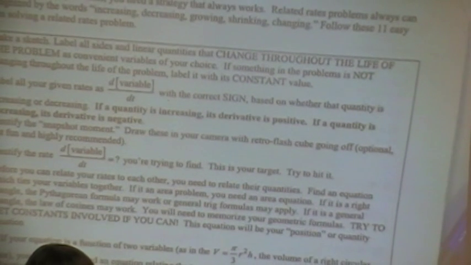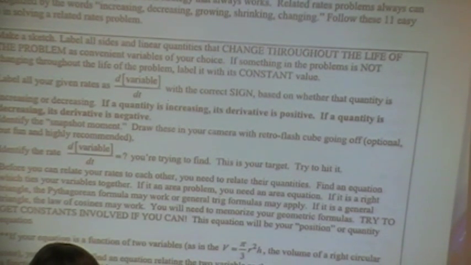The first one is huge. You've been hearing this since way, way, way back. Draw a picture. Label. Make sure you sketch because it definitely, definitely helps. Label all sides and linear quantities that change throughout the life of the problem as convenient variables of your choice, you get to choose. So when we did the triangle, I used base and height because we were doing an area problem, so it made sense to use base and height.